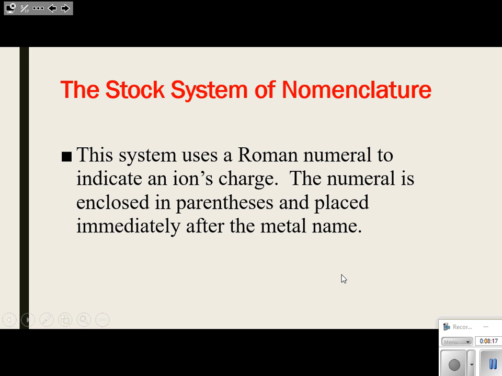Now, if something is multivalent, you need to put a Roman numeral. If something is not multivalent, you do not put a Roman numeral. We talked about lithium. Lithium only had a +1 charge. Its oxidation state was only 1. We don't need a Roman numeral because it's the only one it can take. If you put a Roman numeral after lithium, it would be incorrect because you do not need one.